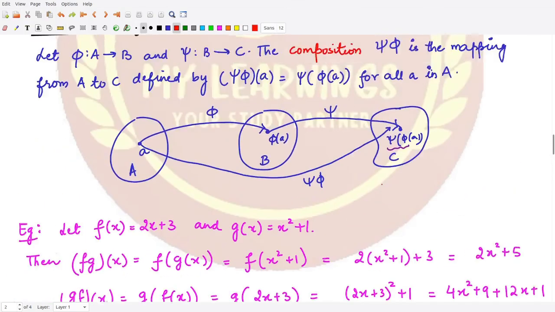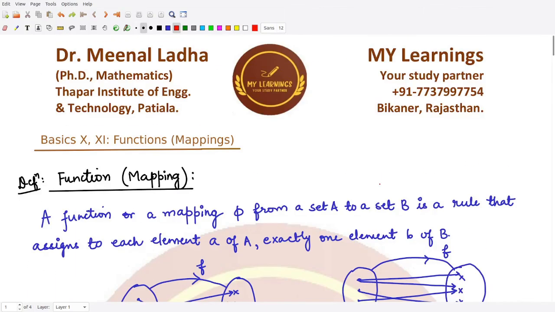So I hope you understood this concept of functions. We'll be studying more properties in the next video.